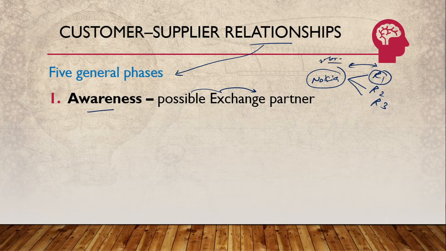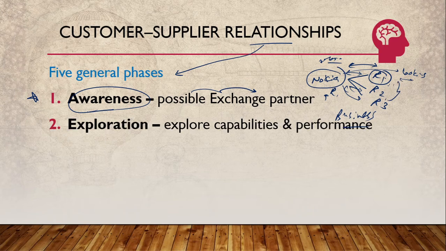What will happen is initially there will be a small exchange where they will be aware of the quality of the product that R1 is giving to Nokia. At the same time, R1 will understand what Nokia is actually looking for. So this is the first phase where both Nokia and R1 are developing awareness about each other's business. Likewise, if Nokia is interacting with the other raw suppliers, similarly the first phase is the awareness phase, where they are getting aware of the other businesses.